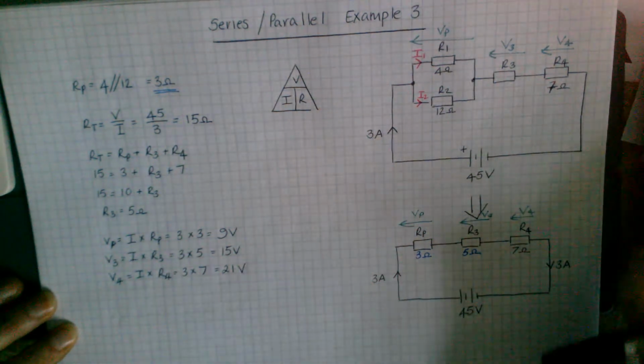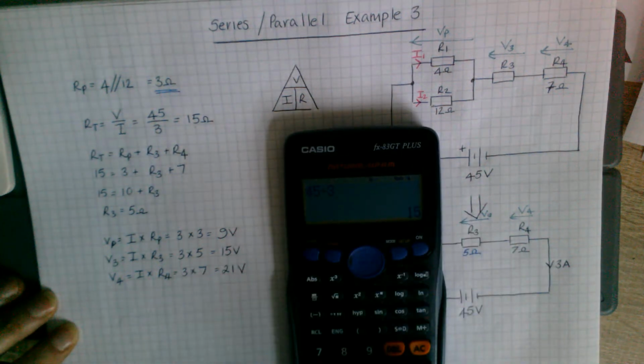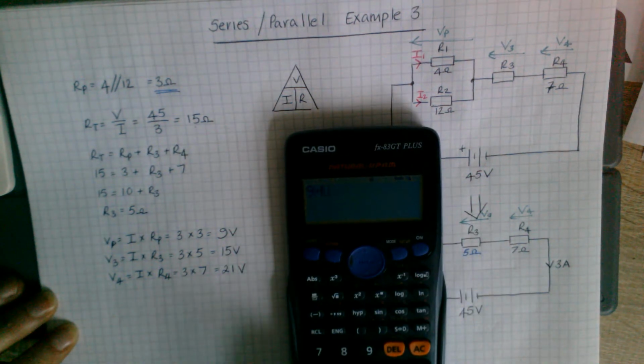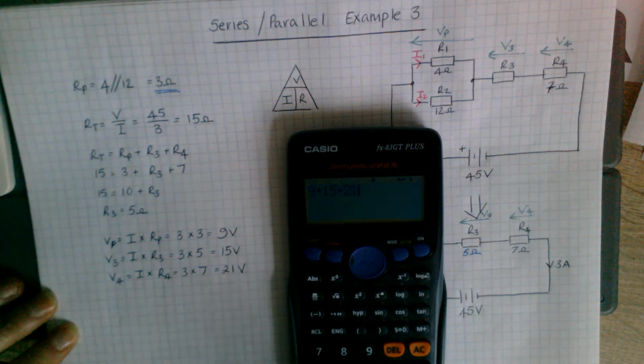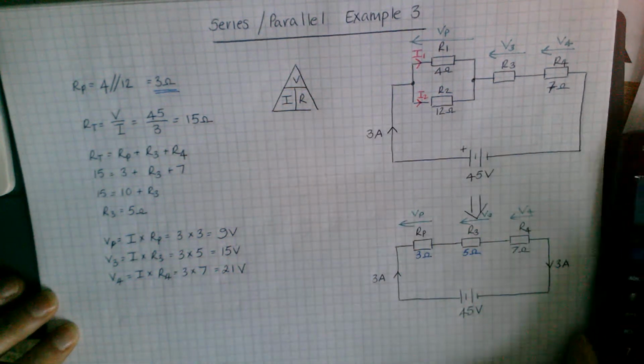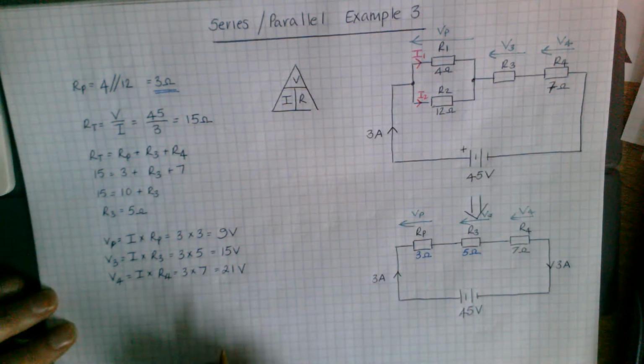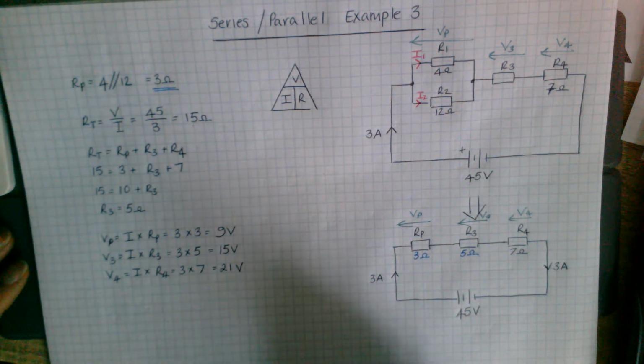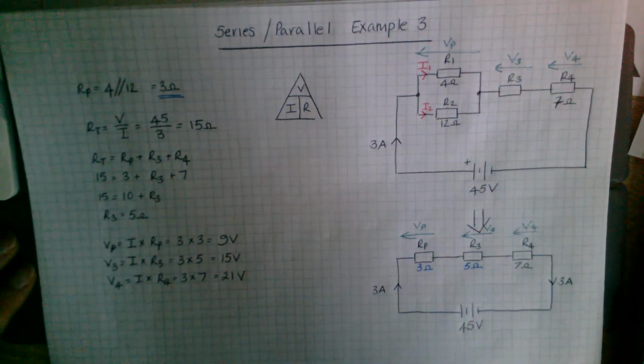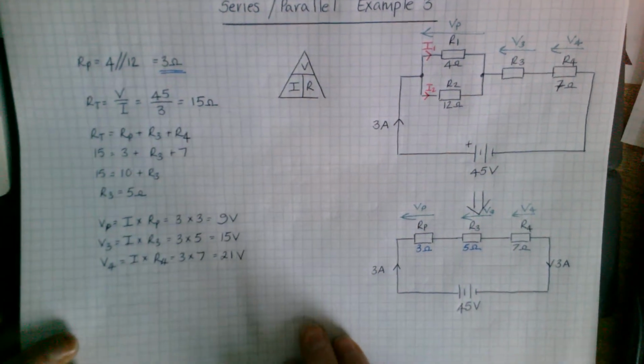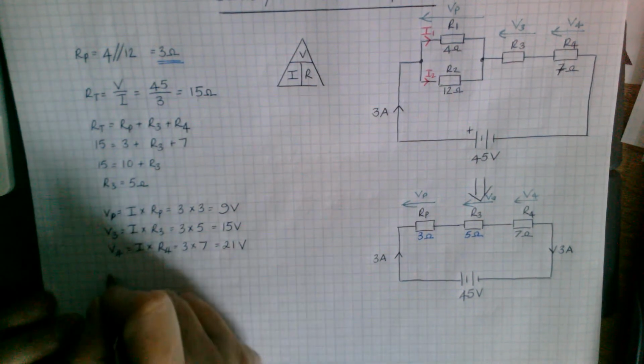These three should add to get you that 45, so let's just check. 9 plus 15 plus 21, 45. So they check, they're fine. The next thing that we should do is get our two currents, I1 and I2.